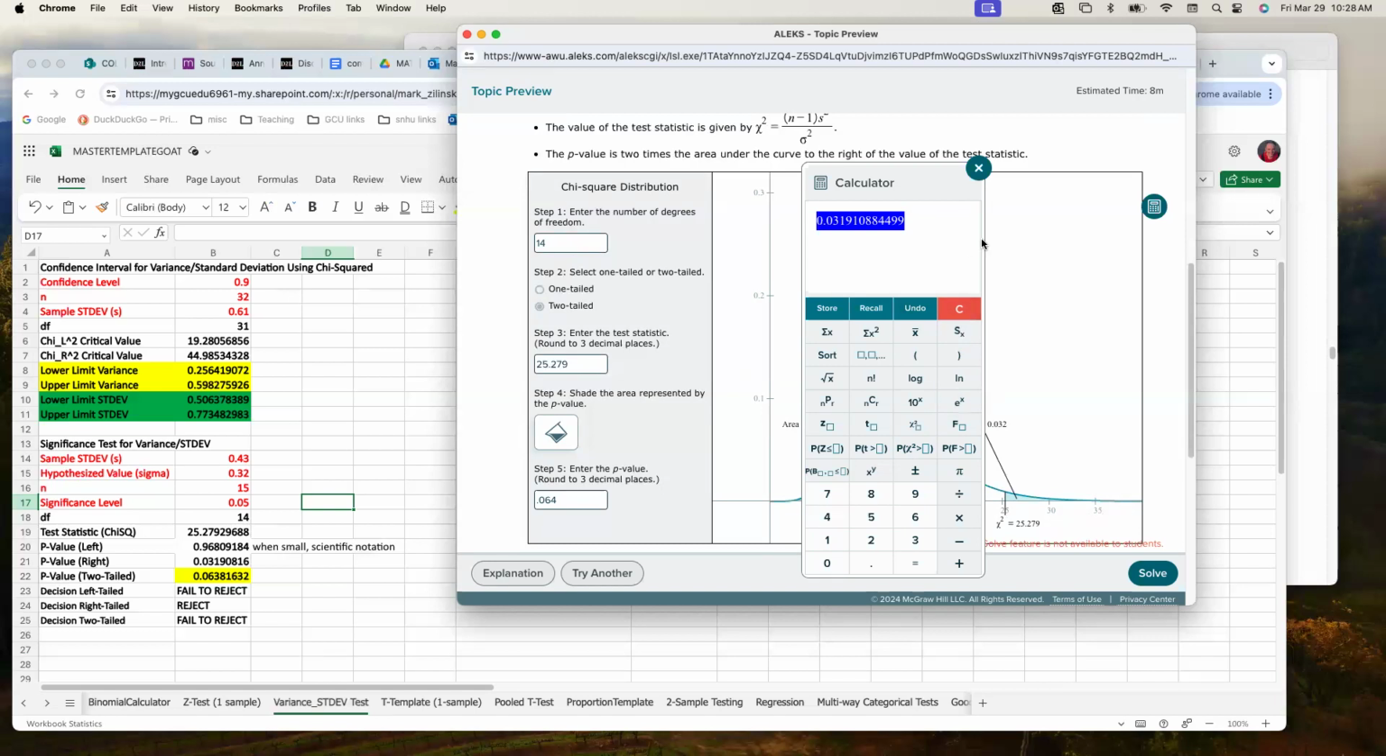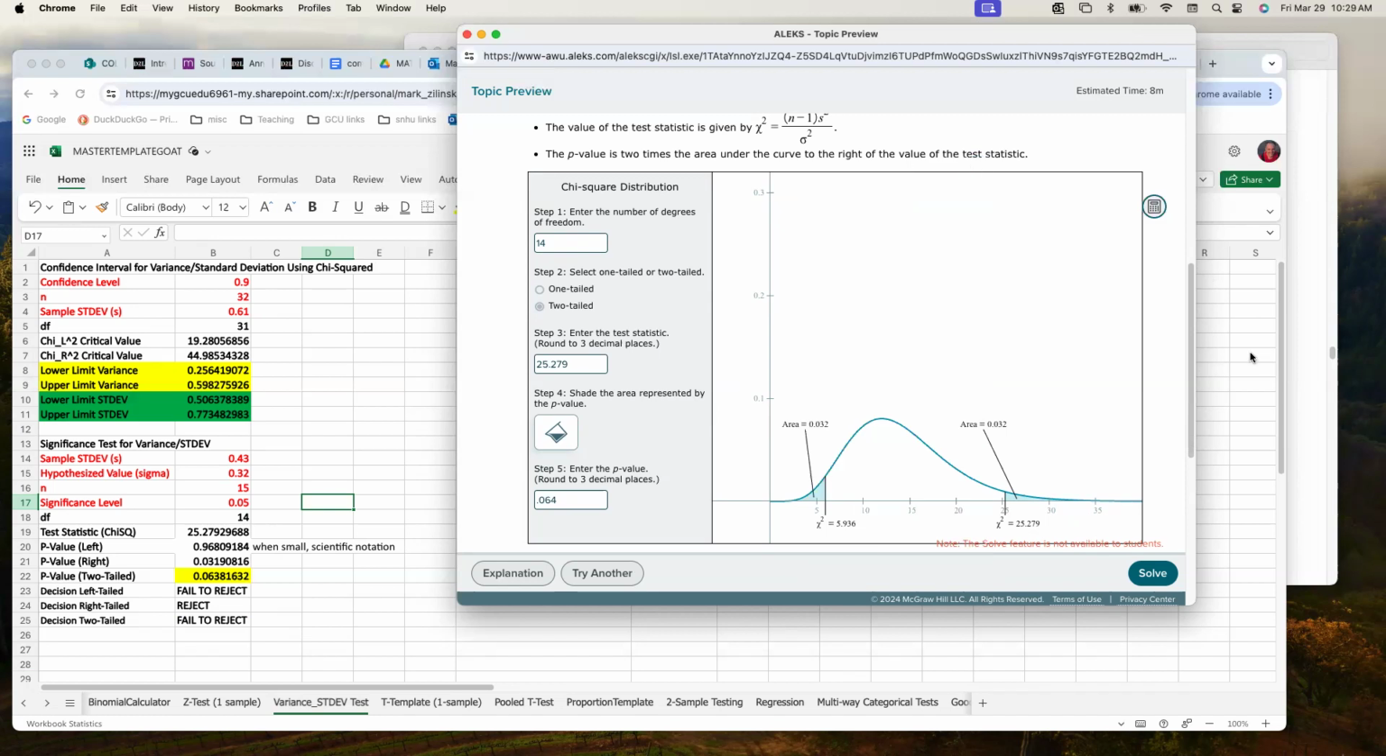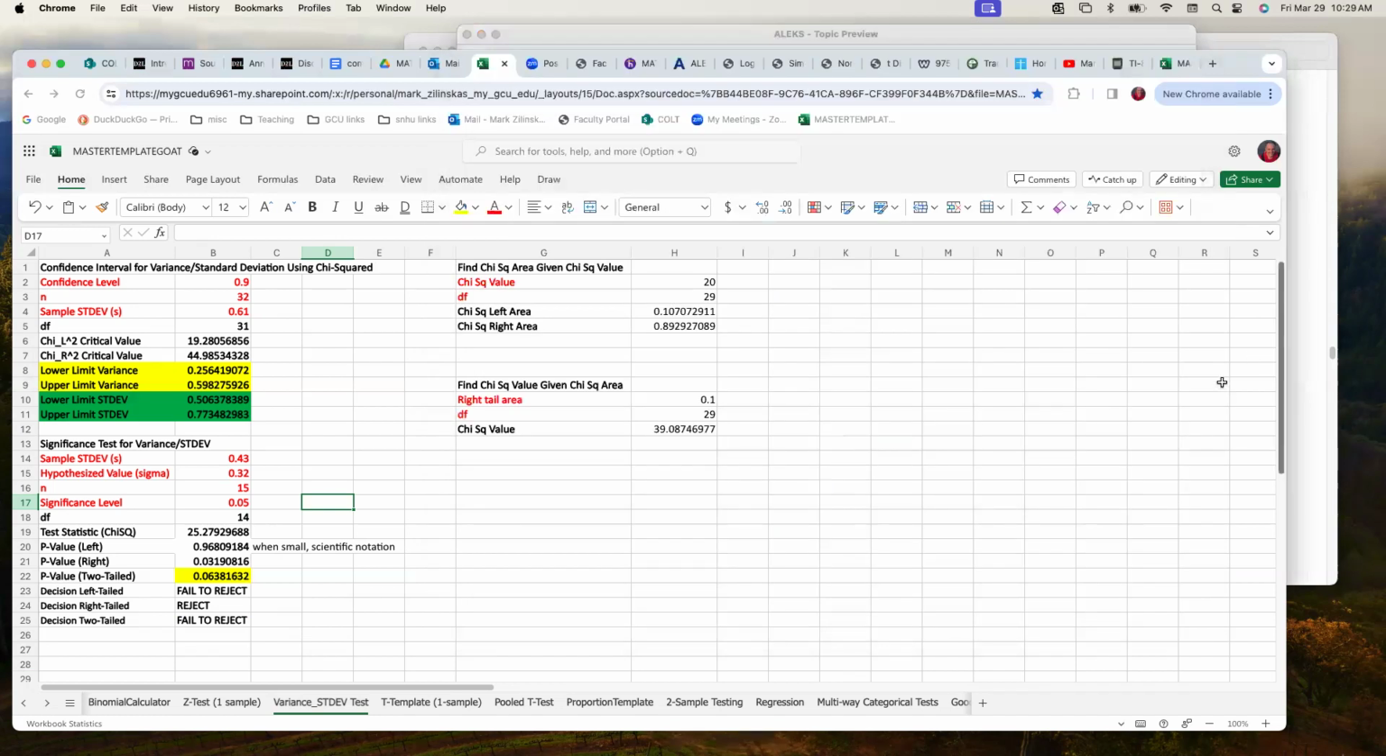We could do the same thing in StatCrunch. I'm not going to go ahead, you get the idea with that one, but there is a tab or a calculator there for chi-square densities. All right, so that's that one. There's really only one more type of problem I think we need to go over here, and unless you guys have questions, you can always email me.